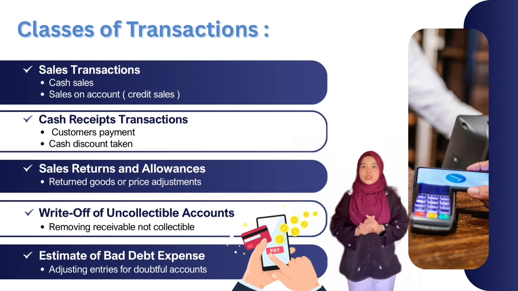The fourth one is write-off of uncollectible accounts. It is for customers who are unable to pay. The fifth one is estimate of bad debt expense, which is recorded as an adjusting entry at the end of the period. These transactions flow through the accounts I just mentioned, and every entry, especially credit sales, ends up affecting the accounts receivable balance. That's why auditors pay special attention to this account in their testing.